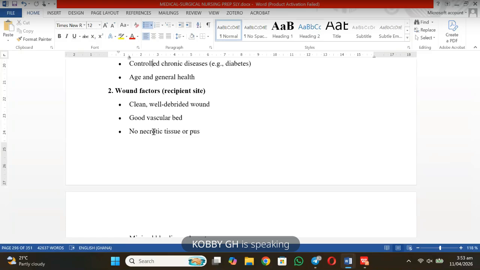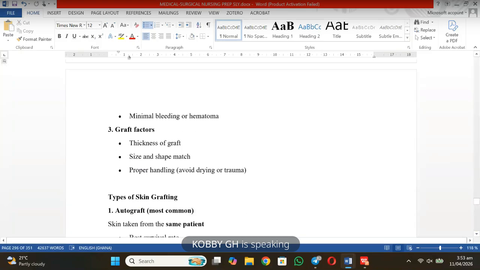The wound there should be clean. Again, the wound there should have adequate blood supply. Again, there shouldn't be necrotic tissue or pus at that area, and that place shouldn't be bleeding. Else, if the place is bleeding, I will assure you the graft will not be successful.